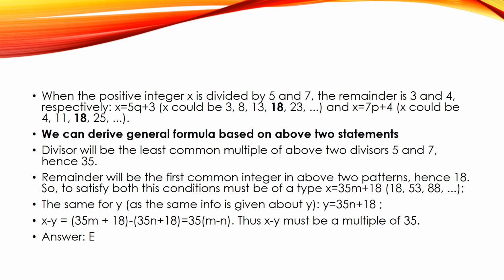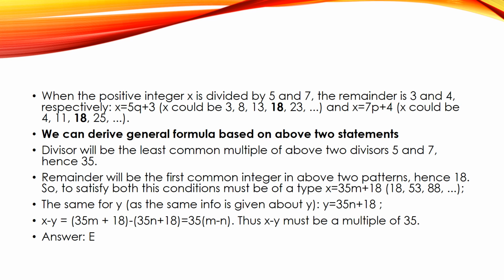When the positive integer x is divided by 5 and 7, the remainder is 3 and 4 respectively. So x is equal to 5q plus 3. x could be 3, 8, 13, 18, 23, etc. And x is equal to 7p plus 4. So x could be 4, 11, 18, 25.